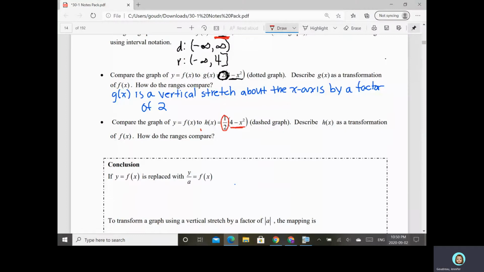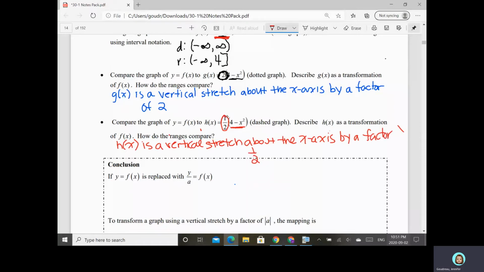So h at x is a vertical stretch. Again, it's a vertical stretch about the x-axis. But notice that in this case, our stretch factor is not 2. Our stretch factor in this case is 1/2. How do we know that?